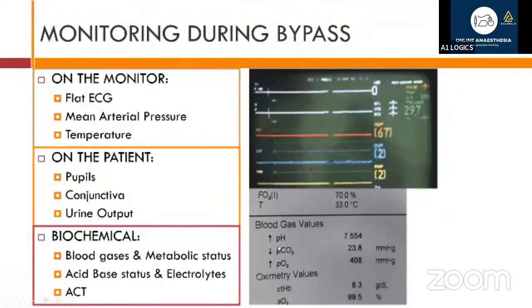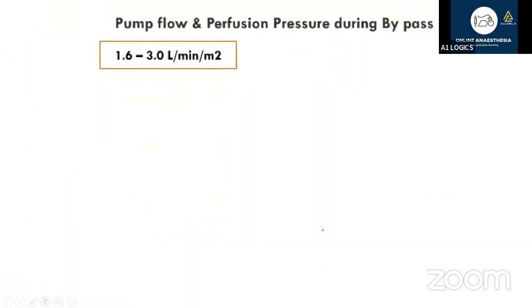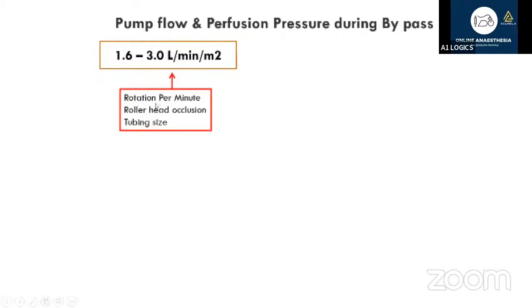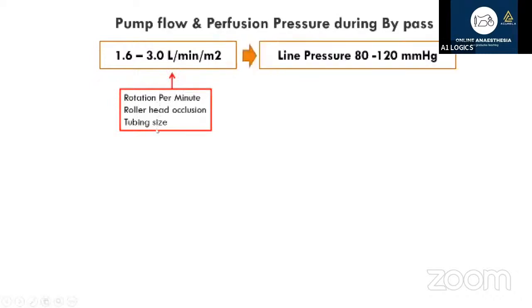So you have to only rely on the PO2 values to see whether there is systemic oxygenation. Now, pump perfusion and the perfusion pressures. Because the pump is rotating, it will deliver a cardiac output of 3 liters per minute. That depends on the rotation, the roller head occlusion, and the tubing size. It will give a line pressure of 80 to 120 millimeters of mercury.